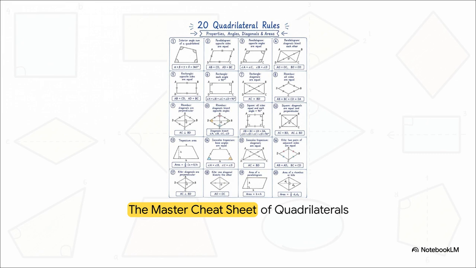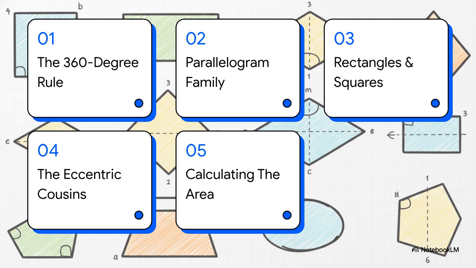Think of this less as memorizing dry formulas and much more as learning the secret, foundational language of the physical shapes all around us. To avoid total math overload, we've broken this down into 5 quick steps: the 360-degree rule, the parallelogram family, rectangles, rhombuses, and squares, the eccentric cousins, and finally, calculating the area. Let's get right into it.